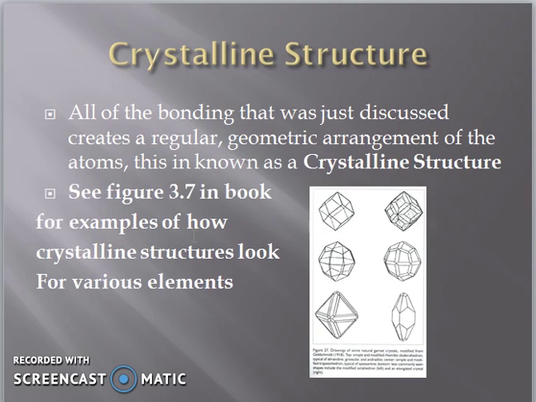So all of the bonding that was just discussed creates regular geometric arrangement of the atoms. This is known as the crystalline structure. Figure 3.7 in your book shows some really good examples of how different crystalline structures look for various elements, so make sure you take a minute to take a close look at that figure. That crystalline structure and that geometric shape is going to be one of the determining factors if you were to ever try and identify different elements.